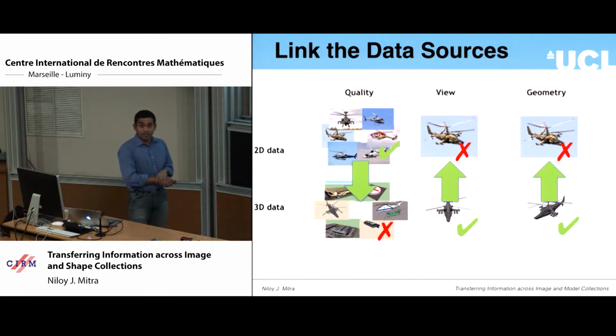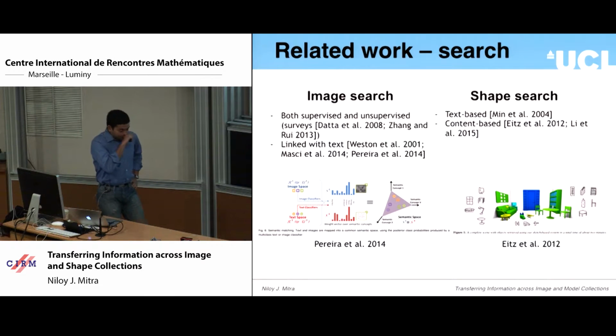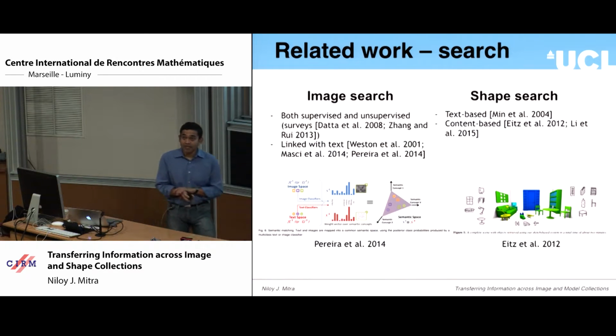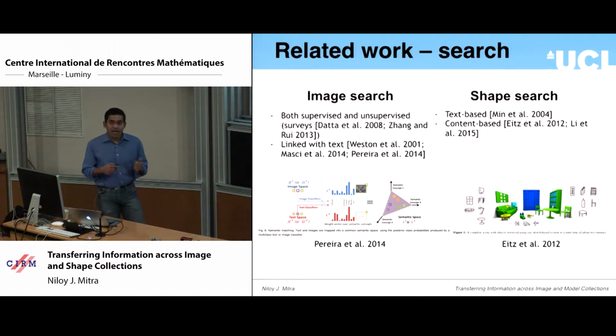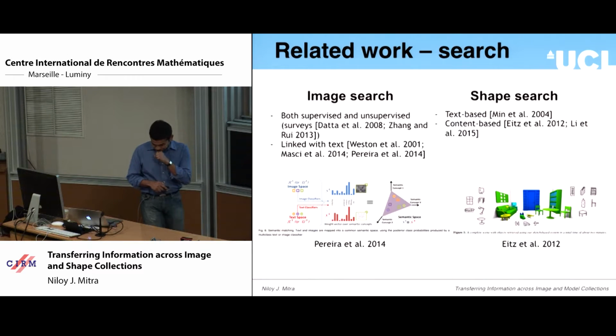But after that, it has to be unsupervised. Now, in the general domain of image search and shape search, and there are many experts in this audience, there's decades of work on how to attack various parts of this problem. What is novel in this work is establishing these explicit links across the collections.